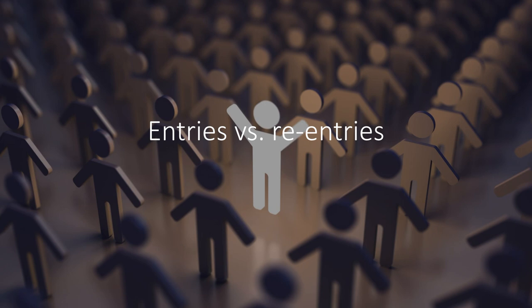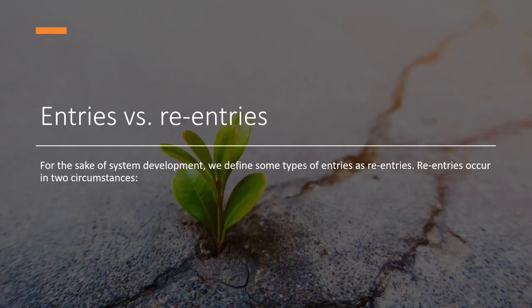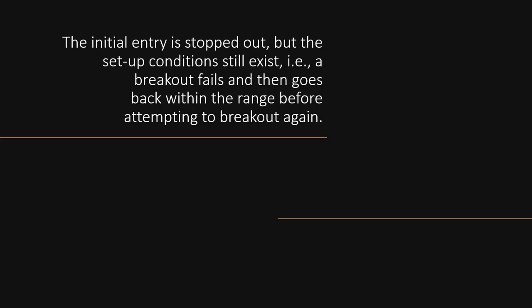Now, there are also two different styles of entry, not triggers. You have entries versus re-entries. For the sake of system development, we define some types of entries as re-entries. Re-entries occur in two circumstances. First, the initial entry is stopped out, but the setup condition still exists. A breakout fails and goes back within the range before attempting to break out again, and your position gets closed, but everything stayed the same.